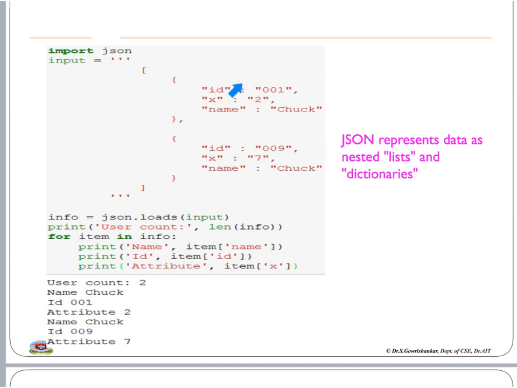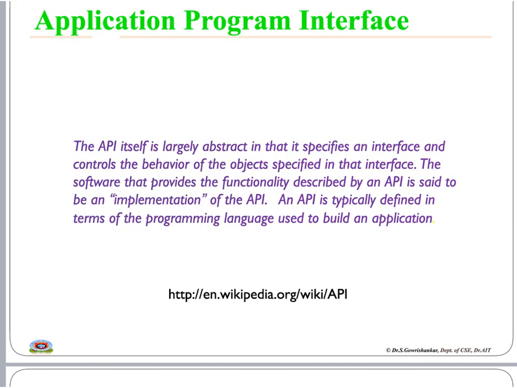We have checked. This is just like key-value pairs. This is just like an item and values. And ID with the item of ID, attribute with the item of x. That's it. It's very simple.